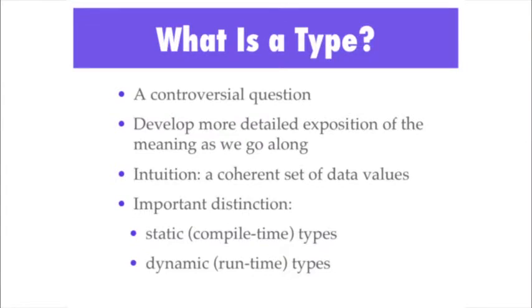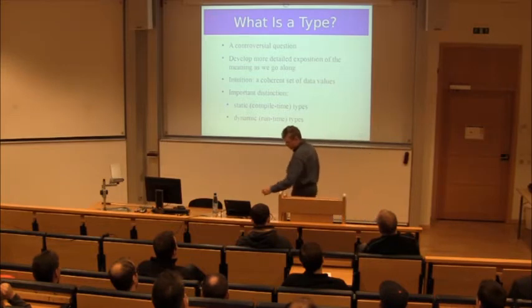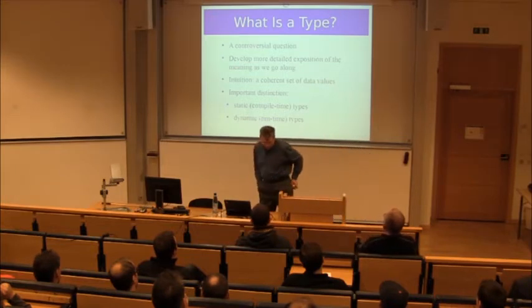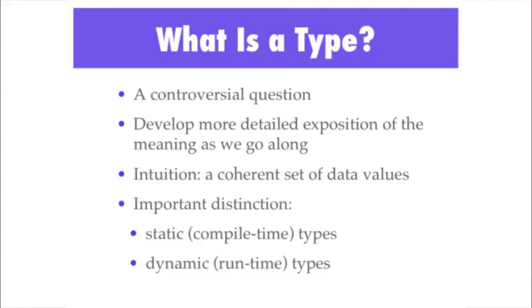The basic intuition for types is that a type is a coherent set of values. It's a reasonable universe for some logic or whatever. It is a domain that makes sense on its own. And it's important to recognize that when people talk about types, sometimes they're talking about what we call static types. These are types that are identified by the compiler at compile time. And in other cases, they'll be talking about types that are recognized by the implementation at runtime. And we call those dynamic types.